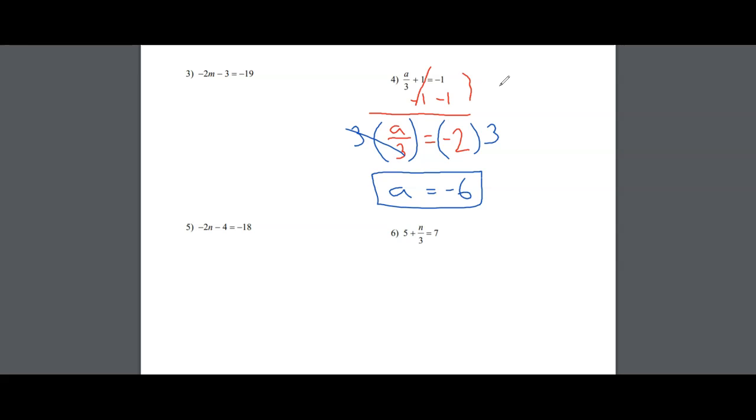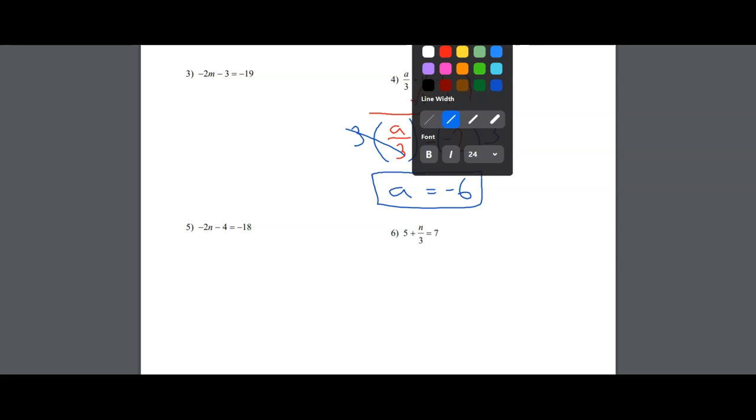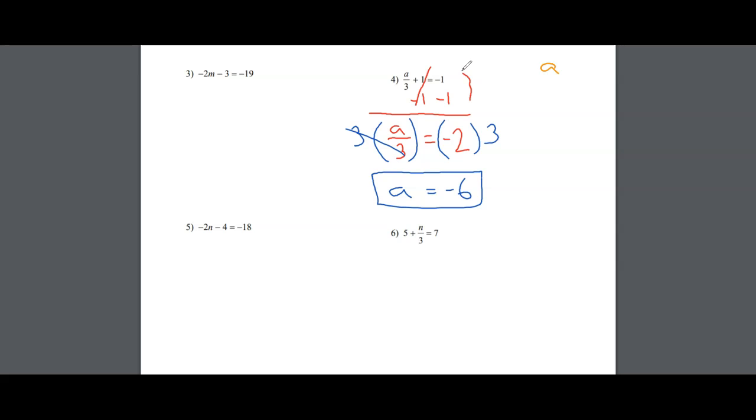Now, could we have multiplied by 3 first rather than subtracted 1? Well, let's see what we get if we do that. So if I have a divided by 3 plus 1 is equal to negative 1, let's see what happens if I multiply by 3. Oops, that's not a very good color for over here.